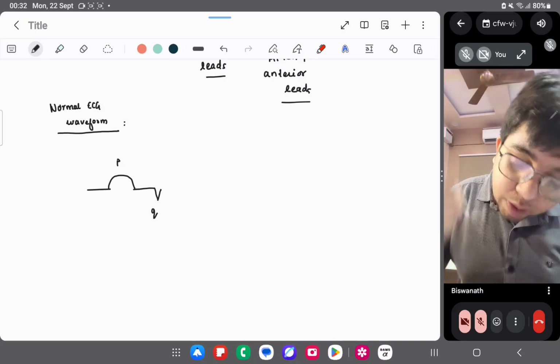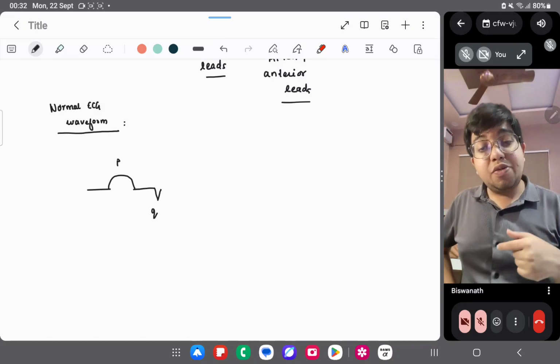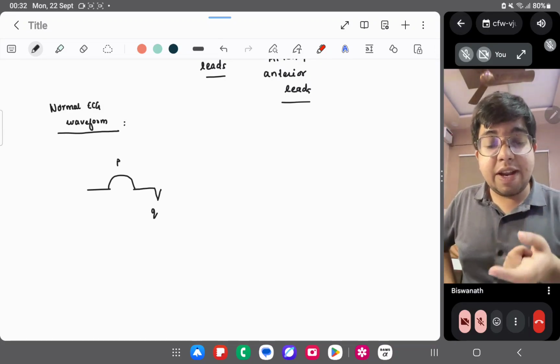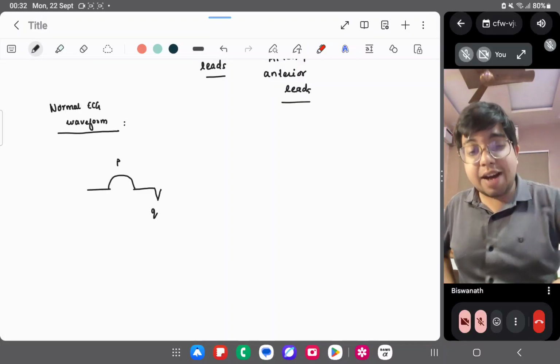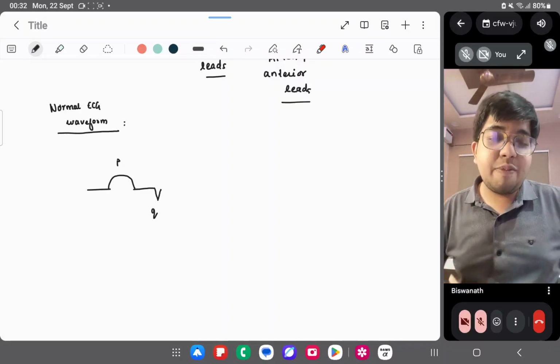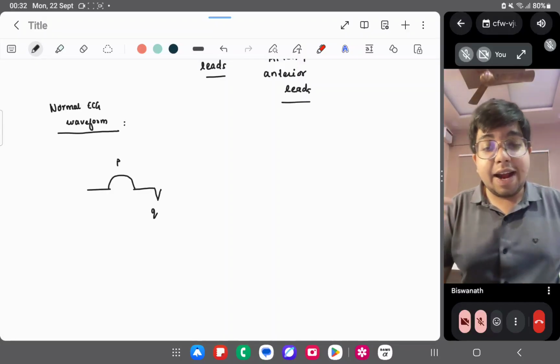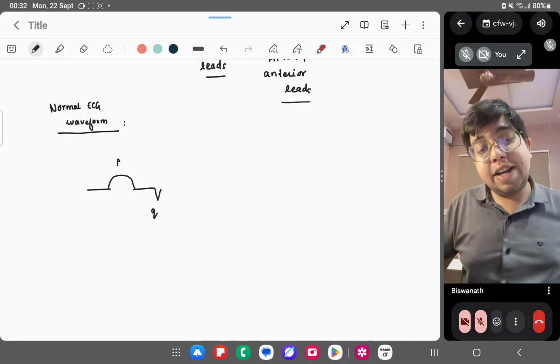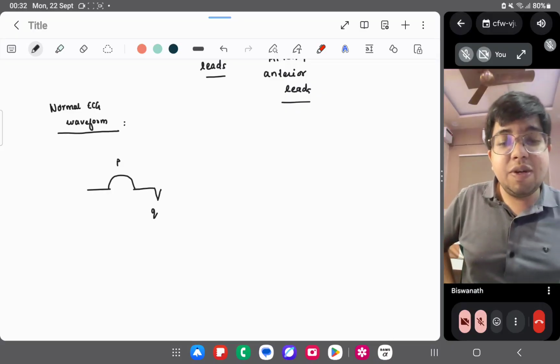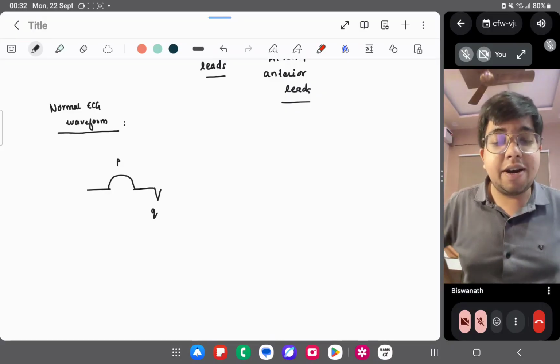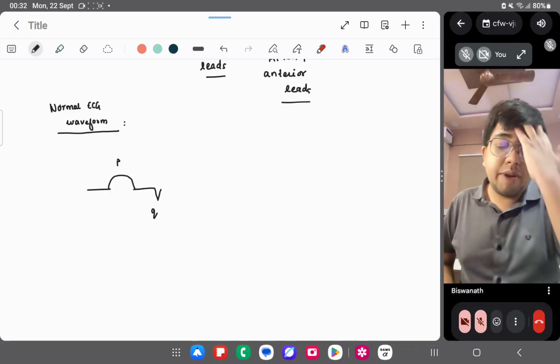This is a Q wave. You must be wondering why I wrote a small q. Because whenever there is a large Q, there is a large dip. Small q is the normal one. You must have been taught by many teachers that they always write capital Q. Capital Q is just a blunder. You have to write the small q in normal ECG.